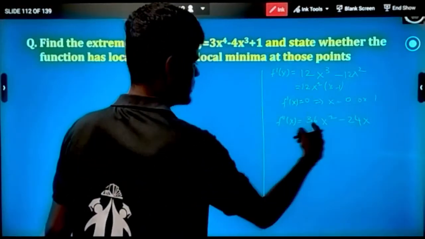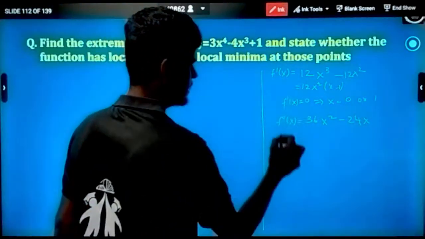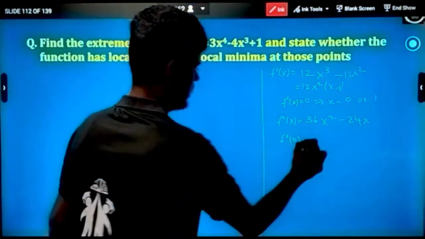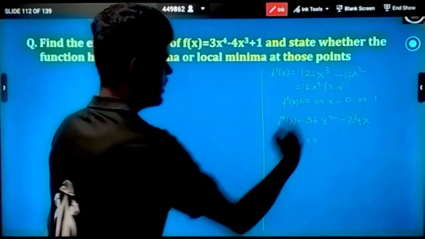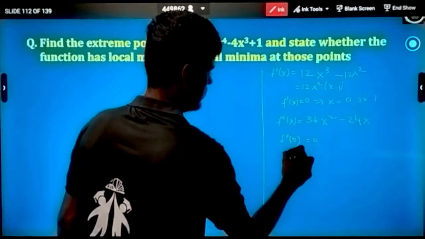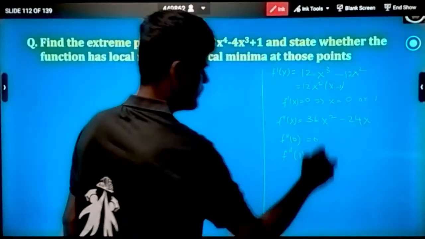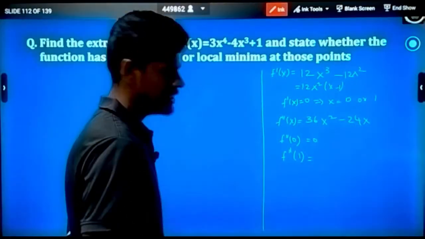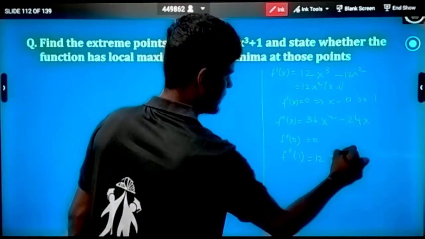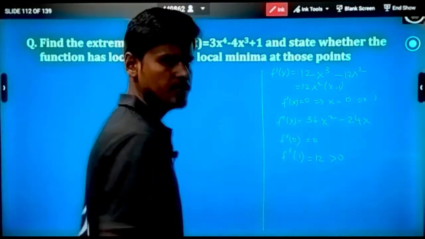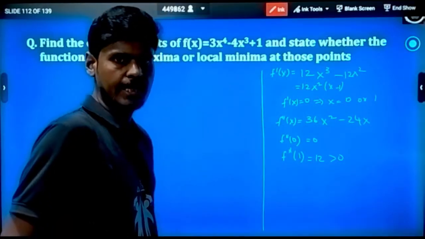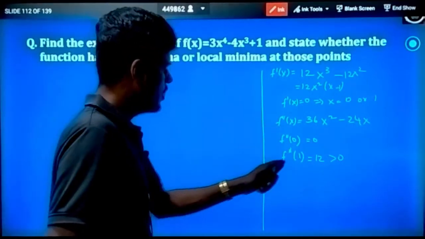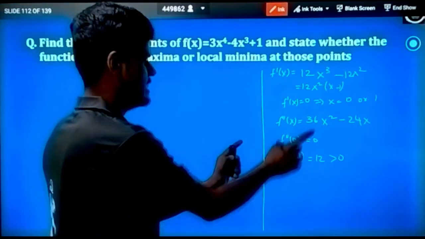Now we have to check if this value is greater than or less than 0 at the critical points. F double dash at the critical point 0 is 0. And what about at 1? F double dash at 1 will be, substituting 1, 36 minus 24, that is 12, which is greater than 0. F double dash equal to 0 means this is not a point of maxima or minima. F double dash greater than 0 means 1 is the point of minimum.